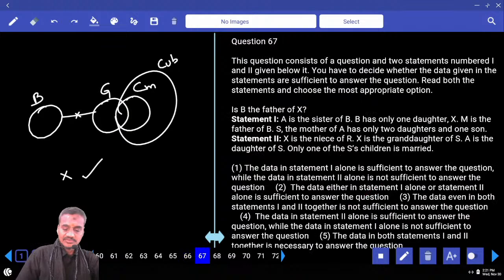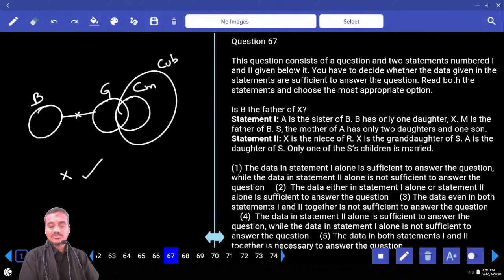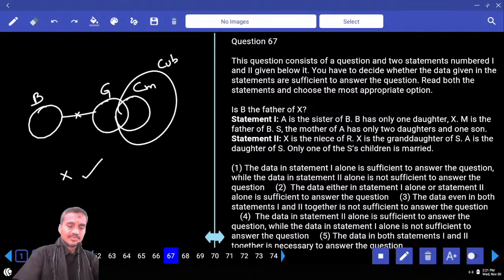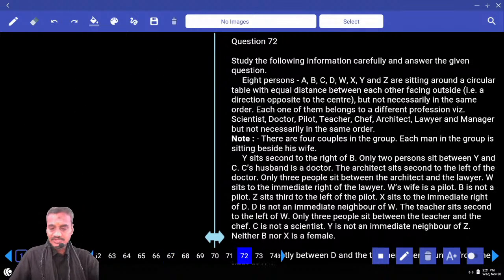Then 67 onwards. How many questions were there in this one? Now 5 questions, 67 to 71, data sufficiency. We will take 67 to 71 data sufficiency as the second priority. Then next one, 72 onwards.